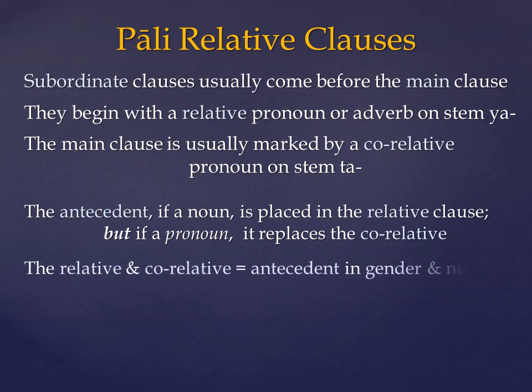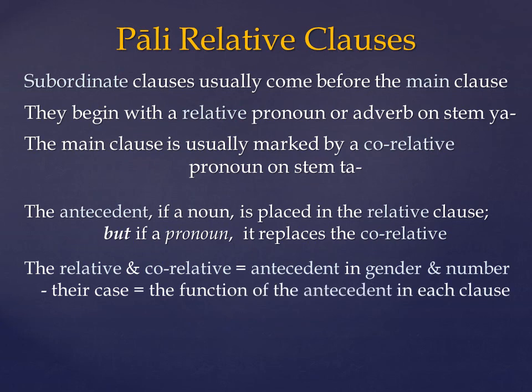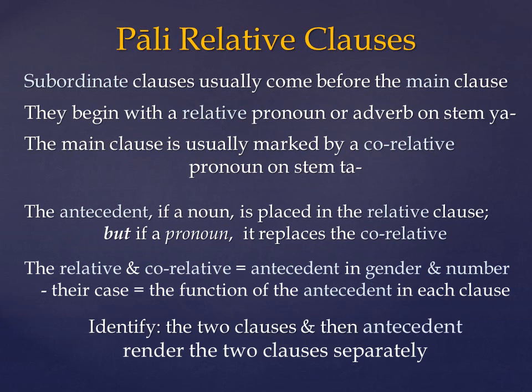Also, both the relative and correlative pronouns will agree with the antecedent noun in both gender and number, whereas their case is defined by the function that the antecedent is playing in the two clauses. So we can use these rules first to identify the two clauses and then to identify the antecedent. The two clauses can then be rendered separately, as they will act like mini-sentences in their own right, before we finally bring them back to form an English relative sentence.